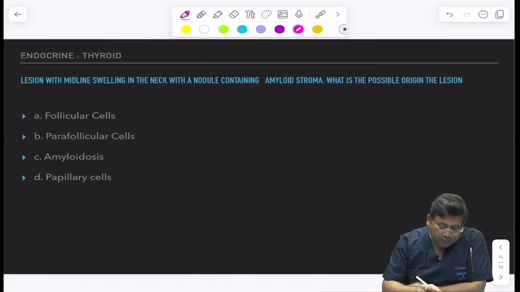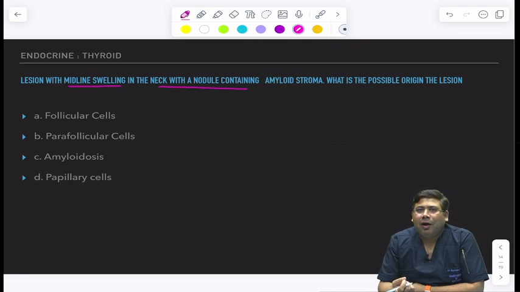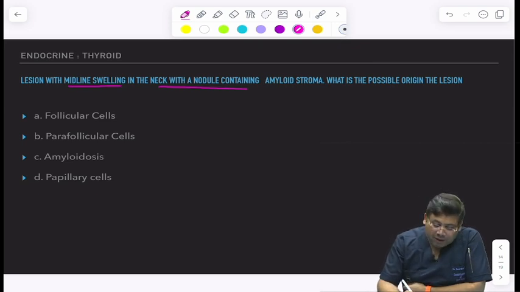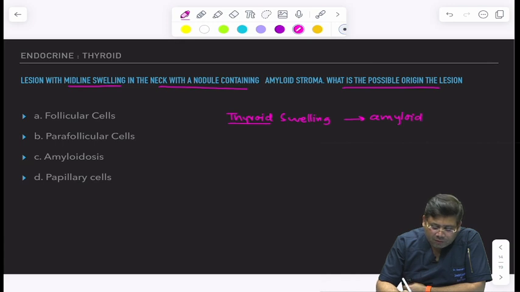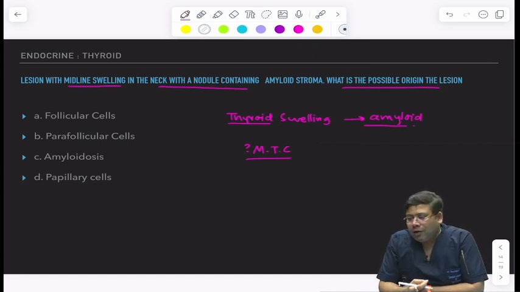Now, lesions. A lesion with midline swelling in the neck with a nodule containing amyloid stroma. What is the possible origin of this lesion? Bachche, a thyroid swelling, and when we talk about thyroid swelling which contains amyloid, what is the most important tumor? Now we are talking about MTC. What is MTC? We all know, medullary thyroid cancer.